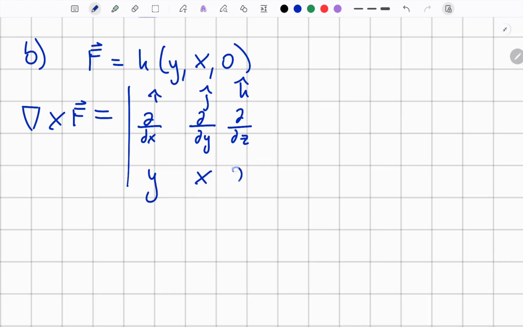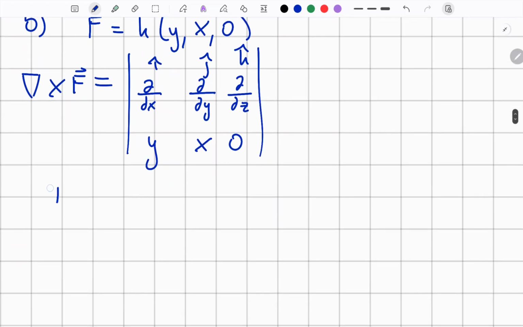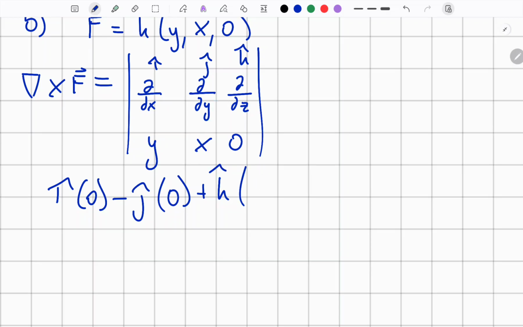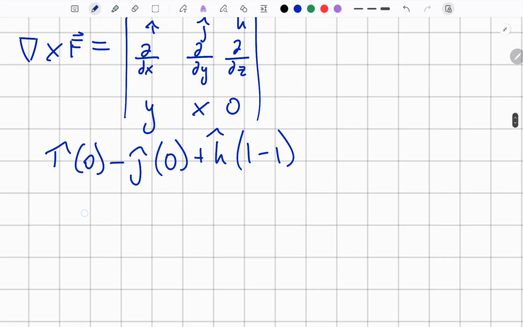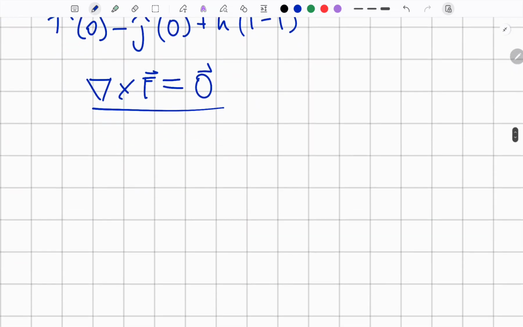It's going to be y, x, 0. So it's going to be i, 0, that's going to be 0, times 0, minus j, 0, and 0 again. That's going to be 1, partial with respect to x, minus 1. That's going to work out to be the gradient cross, the cross product of the nabla operator and our force, is the 0 vector. So we have a conservative force again.